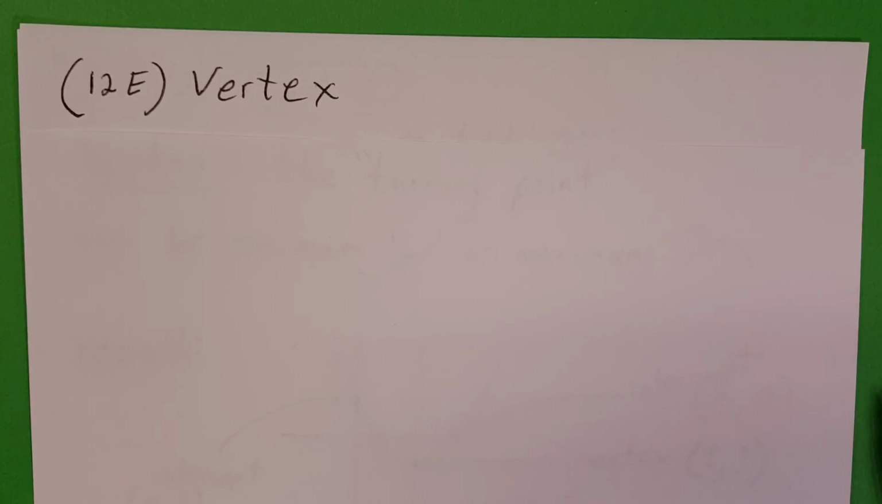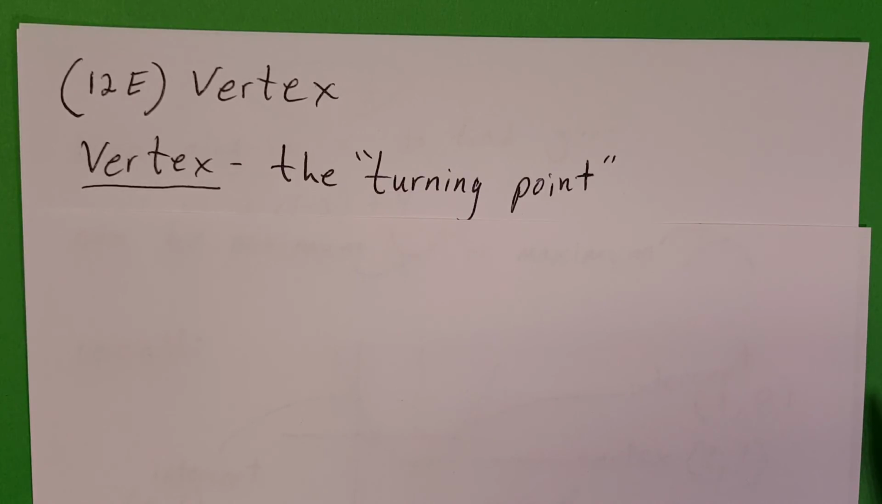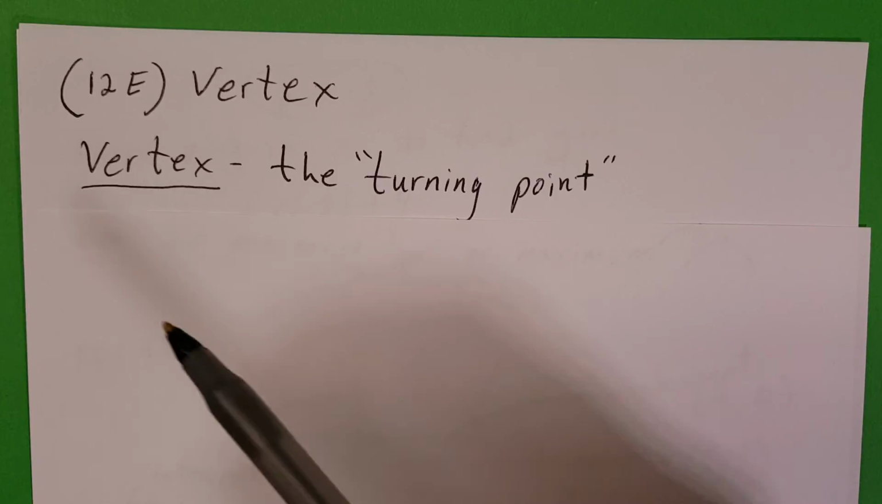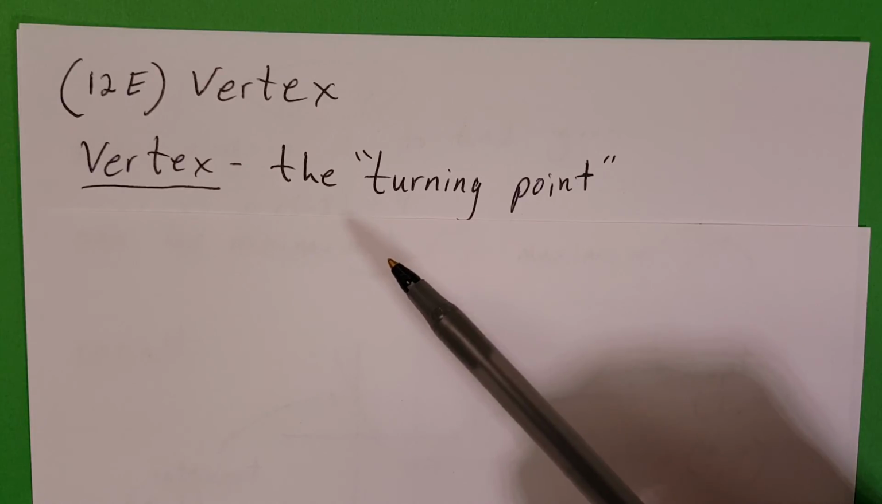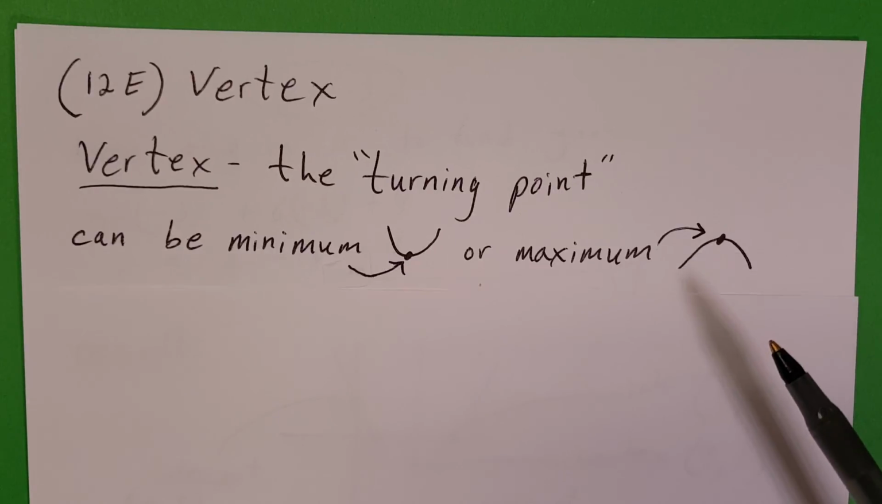Okay, so the vertex. What is a vertex? We talked about what a parabola is. The vertex is that turning point, right? You have a U shape. Well, at the bottom or the top of the U shape is the vertex or the turning point.